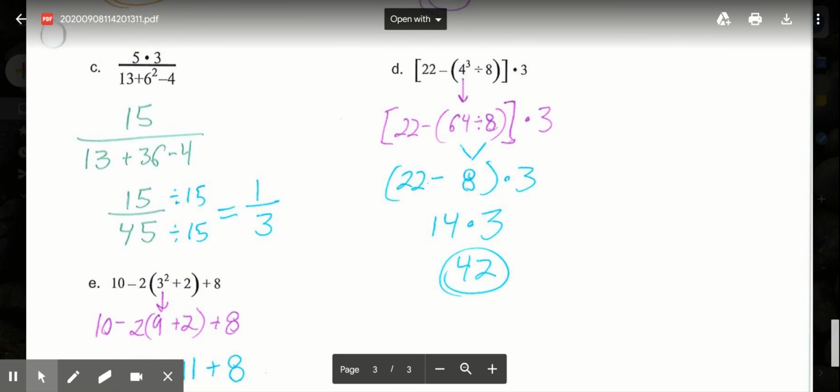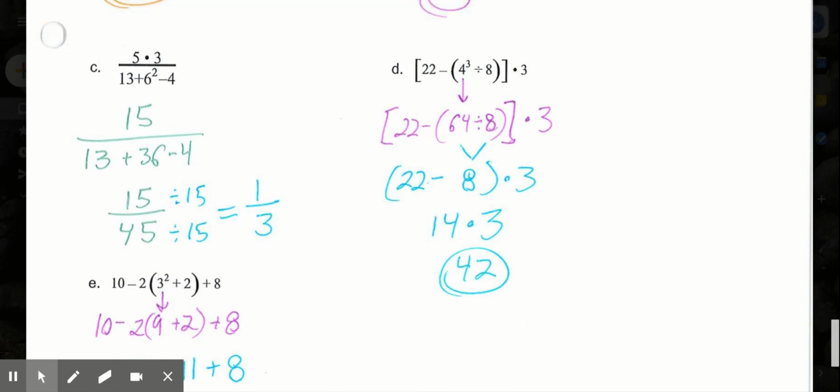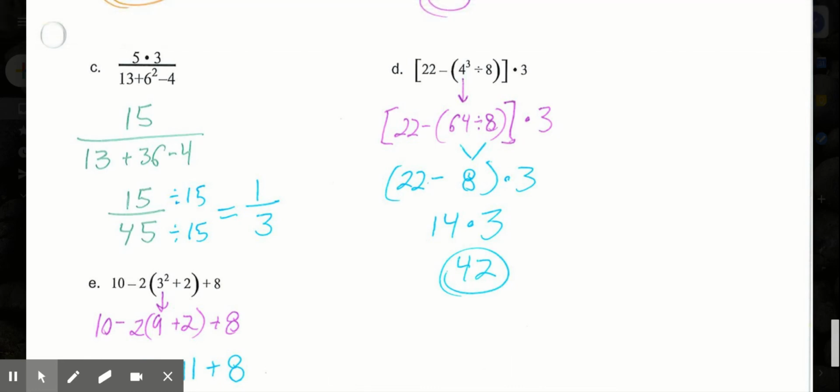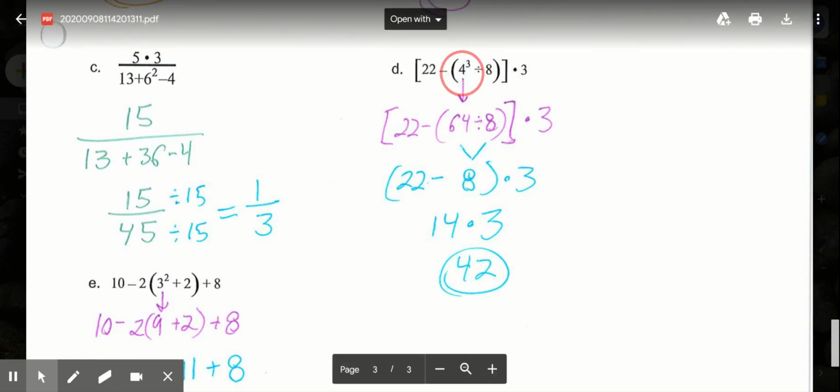In D, we have 2 sets of grouping symbols. We have brackets and we have parentheses. So we always start with the innermost set. So we have to start with the parentheses because they're inside the brackets. So in my parentheses, I have 4 cubed divided by 8. 4 cubed is 64.